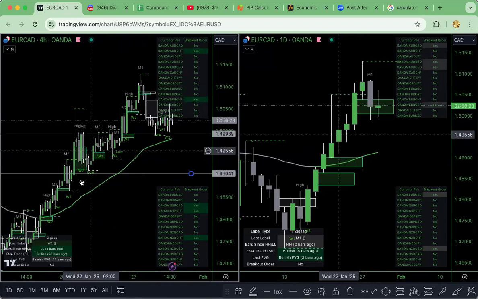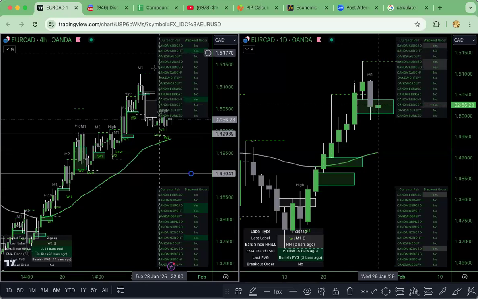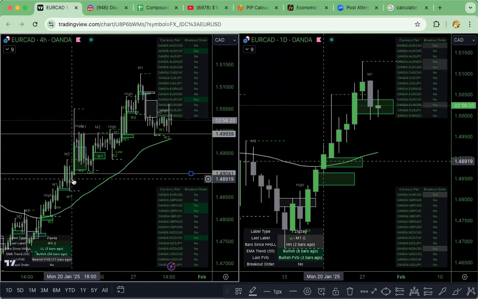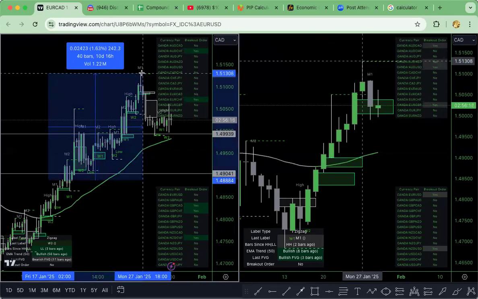But remember, the real entry was here. This was your real entry on the Monday from Friday's close. But you can see it. Boom. So this was how many pips from here? This was 242 pips for the week.